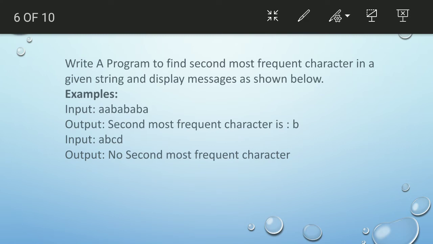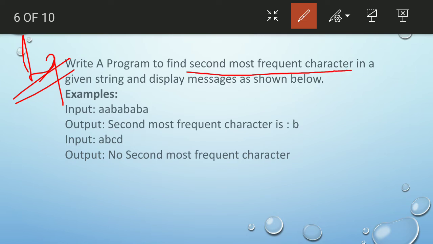This is an important question as well as a little difficult question. Pay attention to this question. So what is the question saying? Write a program to find the second most frequent character in a given string and display messages as shown below.